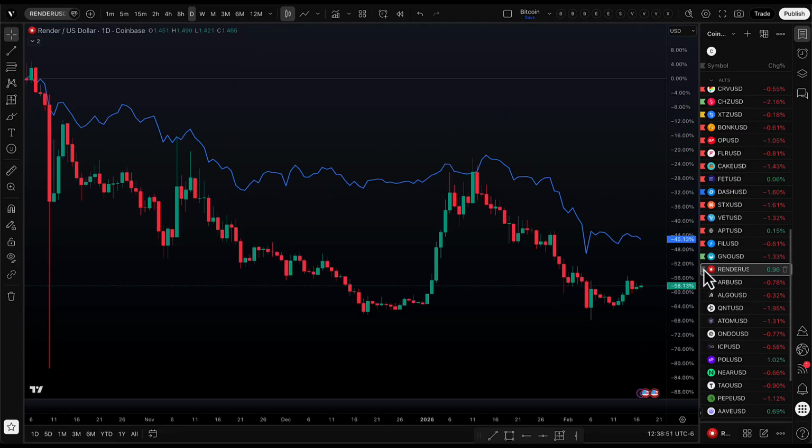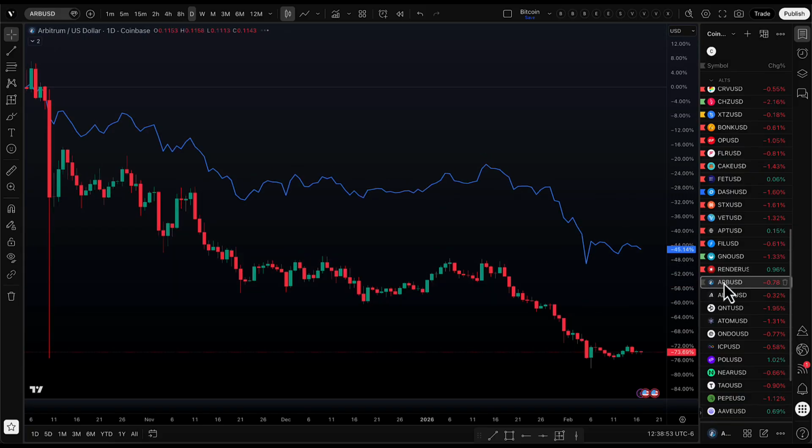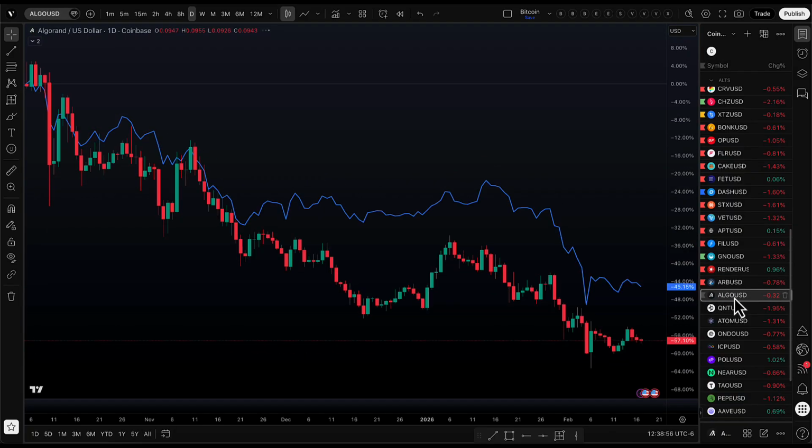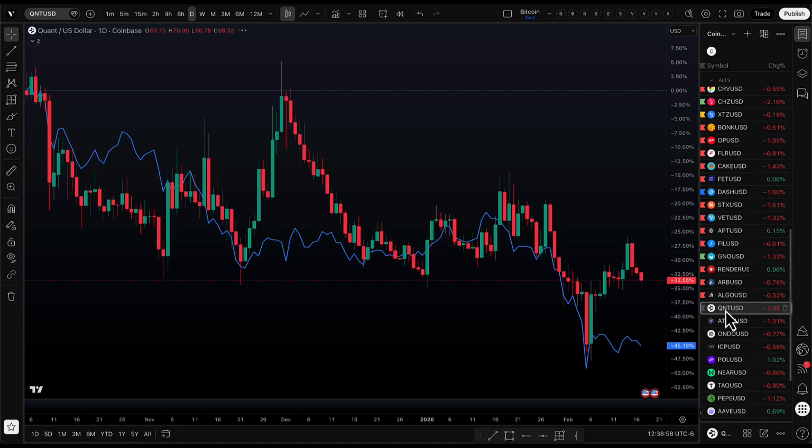Render, you are underwater, my friend. ARB is underwater. Algo, underwater. Quant, not looking the best, but also there is a little bit of strength and we are above at the moment. But because we don't see price consistently staying above it, we'll pop in a yellow for quant, something that we would definitely want to keep our eyes on as time progresses here. Hopefully quant gets a little bit better because it does seem to be wanting to improve.